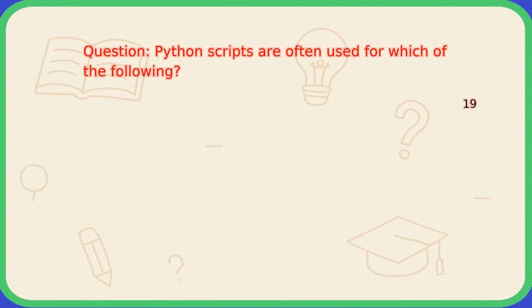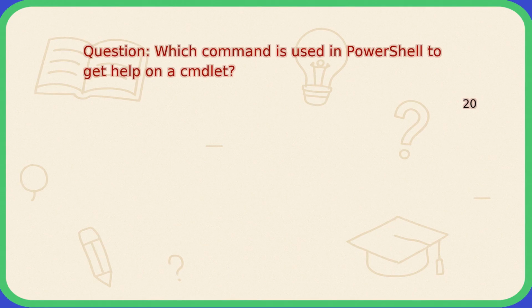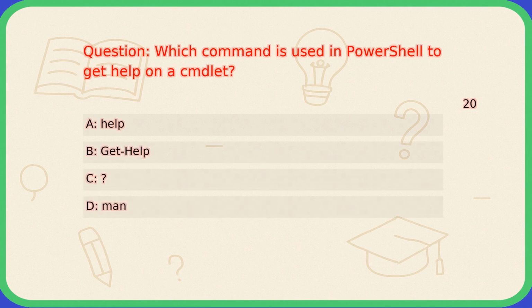Question: Python scripts are often used for which of the following? Answer D. all of the above. Question: which command is used in PowerShell to get help on a cmdlet? Answer B. Get-Help.